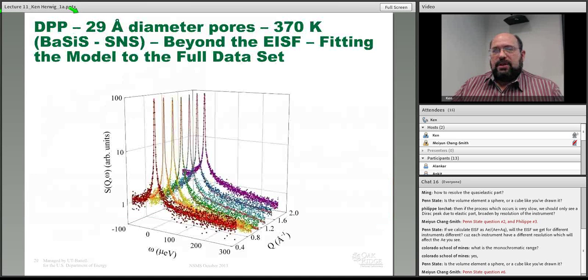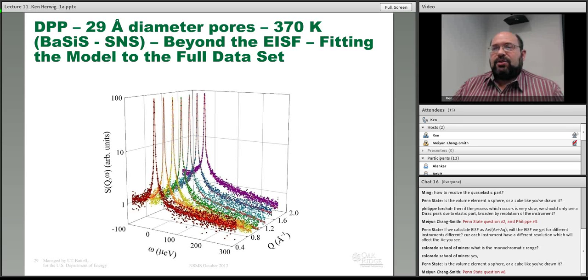And if we do that, you can see that we get very nice fits. This is now a BASIS data set. You see the elastic scattering, the quasi-elastic broadening. This is a logarithmic scale, over a very large dynamic range, and this is as a function of Q. And you can see that that model fits the data very, very well.